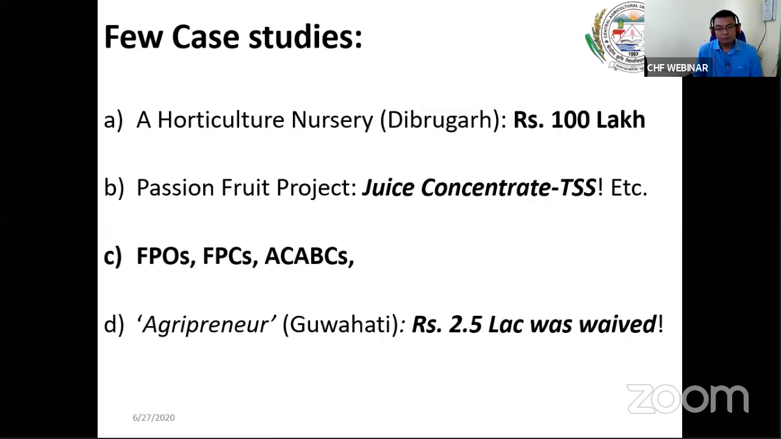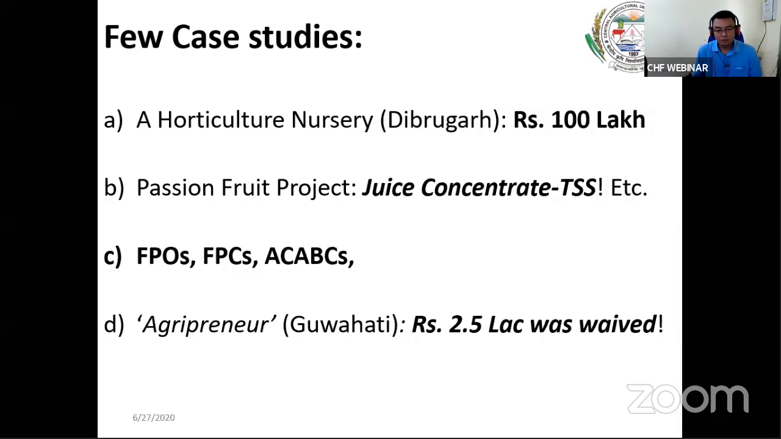Here are a few case studies, just to avoid the myth that banks are not interested in financing. There's a horticulture nursery in Dibrugarh, which got 1 crore for the nursery. You can imagine this. The passion fruit business or project you have seen, the FPOs and FPCs and agri-clinic agribusiness schemes. Except for Manipur and Assam, there had not been any agri-clinic agribusiness scheme. When the question was raised in parliament, the answer was not negative. At that point of time, there were none of the agriculture graduates unemployed in other states. That is why the situation was different. But now the number of agri graduates coming up increases. That is why establishment of these units needs to be encouraged.